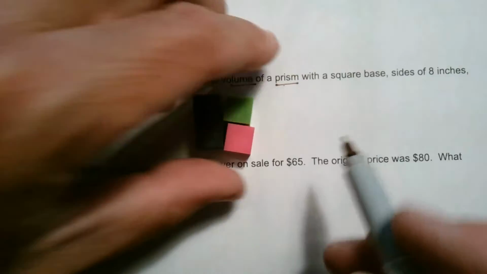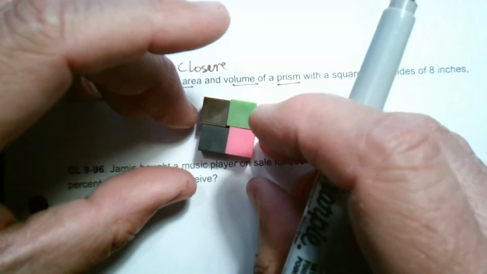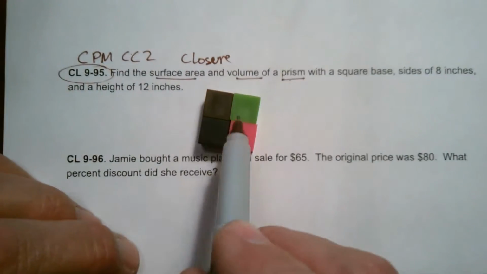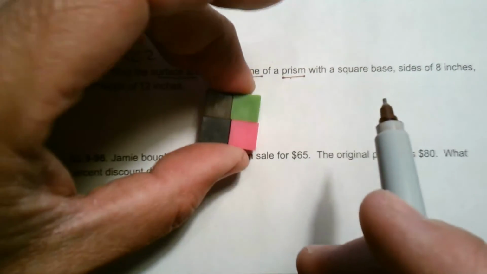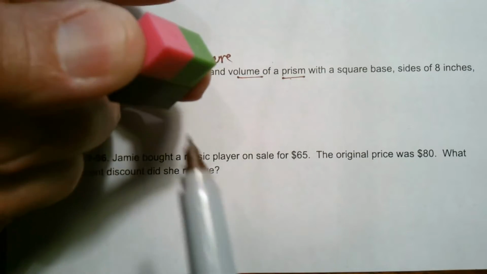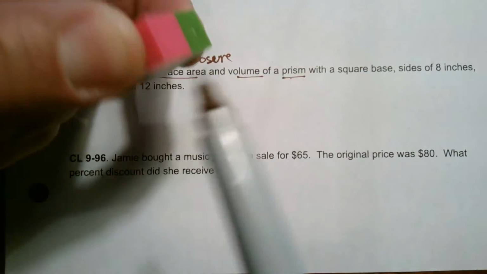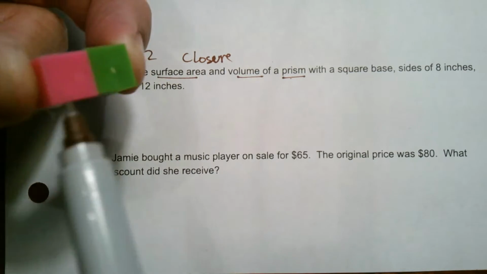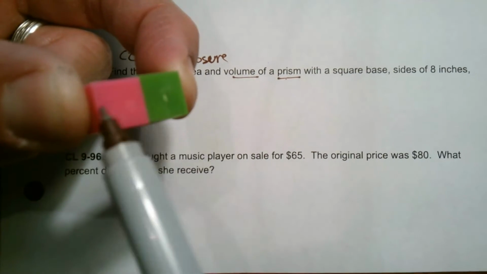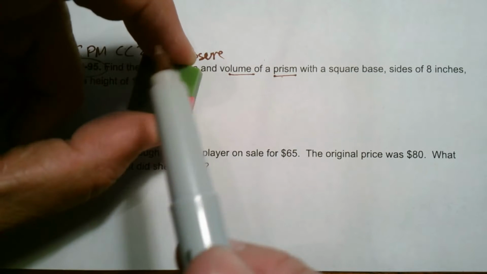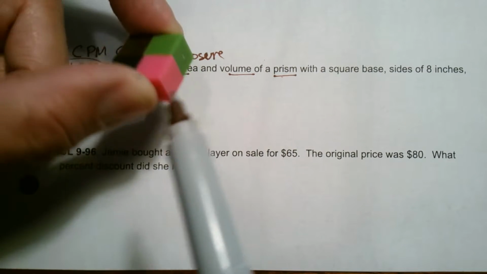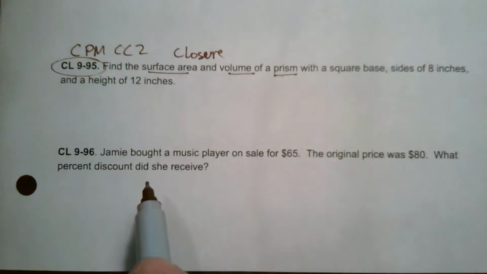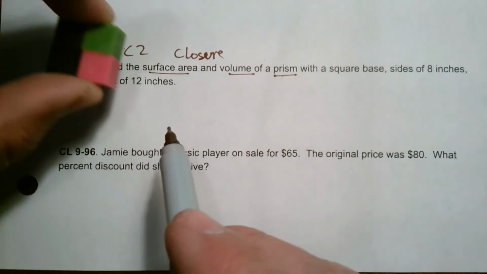Surface area. Remember, if this is my shape here, surface area is the area of each face, right? So if I have this as my figure, I've got one, two, three, four, five, six faces. So my surface area would be an area of two squares and an area of four squares. So we would add all the areas up. That is surface area. Every area of each face.